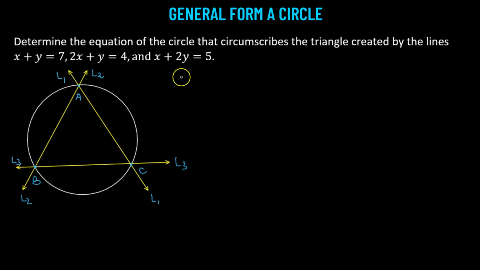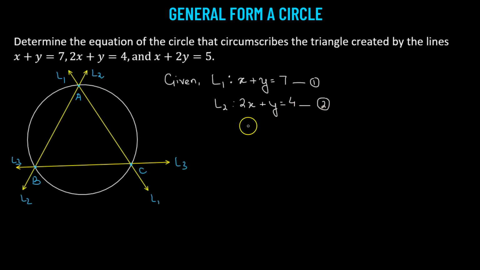So let us begin. First, let's name the lines. Line 1 is denoted by the equation x + y = 7. Let this be equation number 1. Then line 2 is denoted by 2x + y = 4. Let this be equation number 2. And line 3 is denoted by x + 2y = 5. Let's label this as equation number 3.